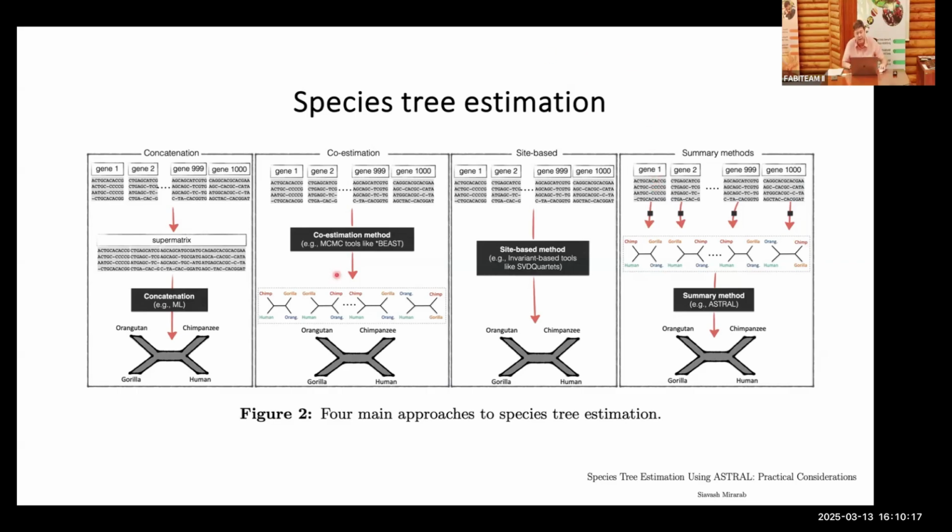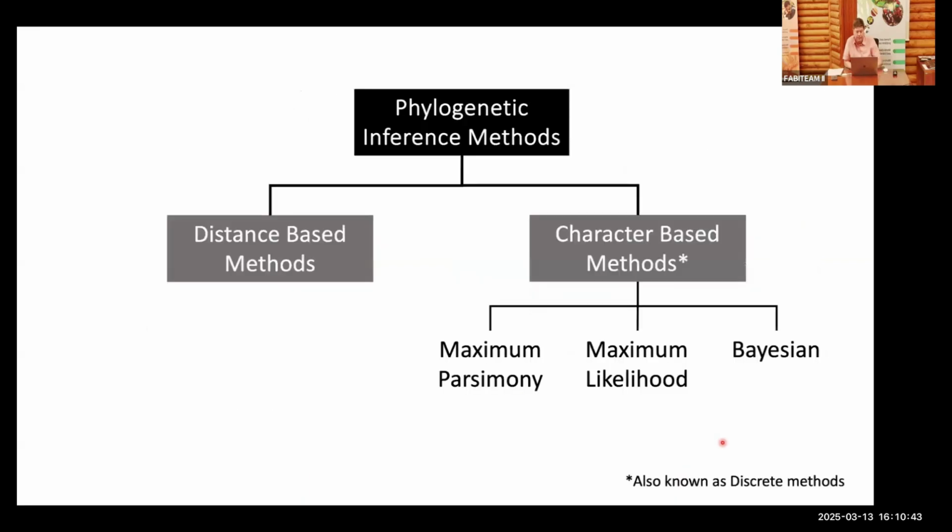So that's different from co-estimation, because here we have a gene tree. So there are multiple gene trees, and then we get a summary of trees. So that tree is then a super tree, in contrast to our super matrix on this side. By the way, these figures were taken from the Astral software manual. So it's a nice manual to read.